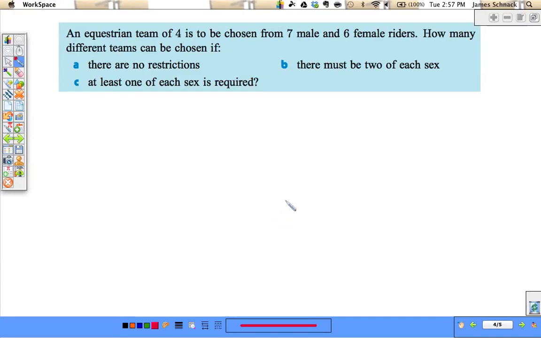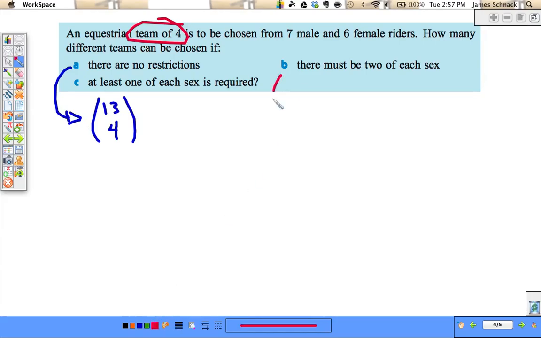So now we're talking about an equestrian team, horse riders, jumping over fences, through rings of fire, that sort of thing. So a team of 4, chosen from 7 male and 6 female. How many different teams can be chosen if there are no restrictions? So it doesn't matter how many males and how many females. For part A, how many riders do we have total? There are 13. And of those 13, we want to know how many groups of 4 we can make. So 13 choose 4. That's part A.